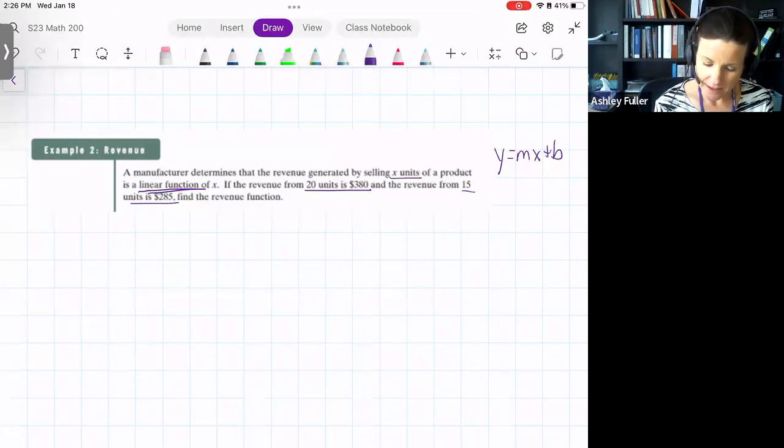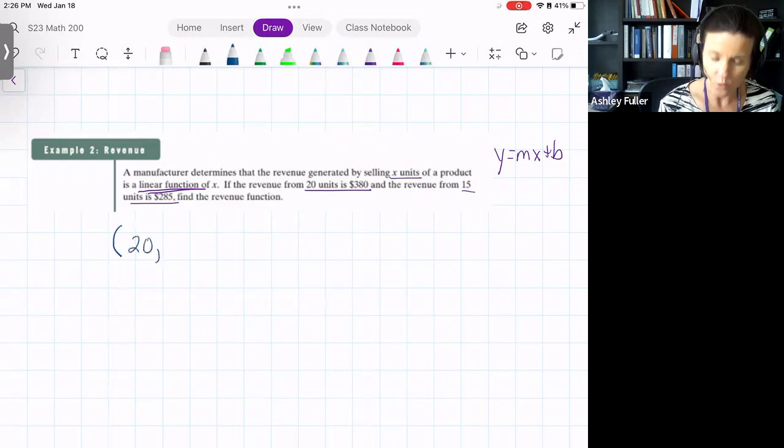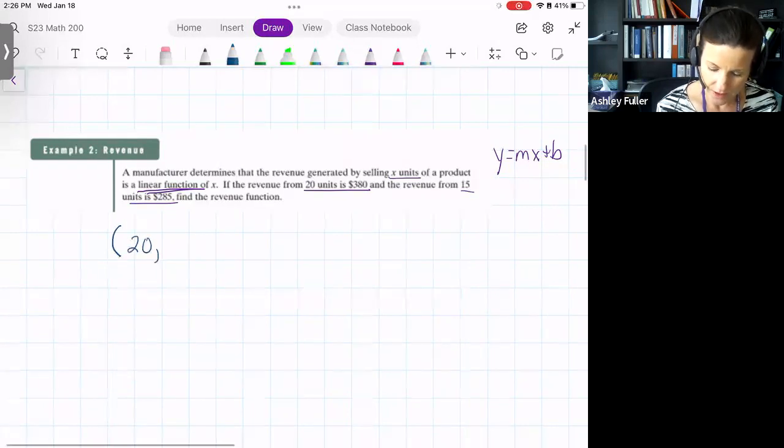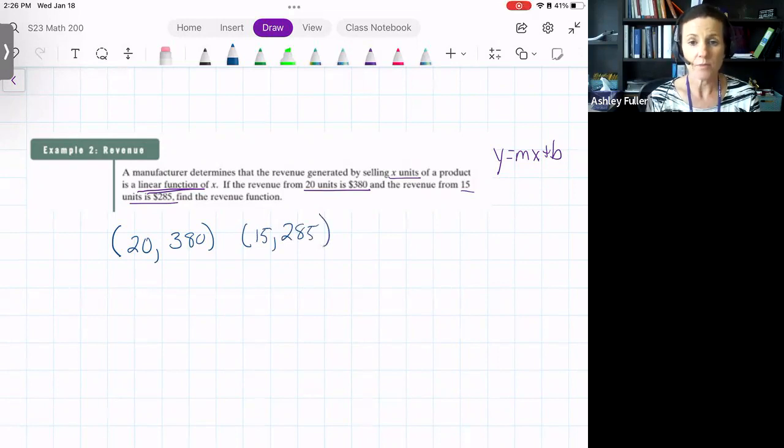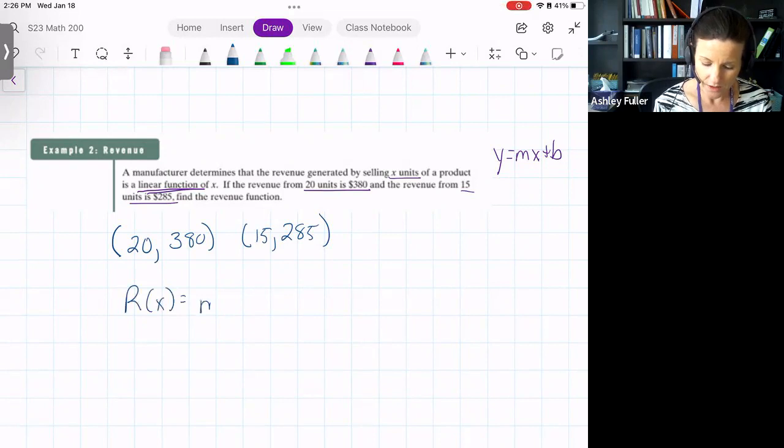Since we know it's linear, these values can be represented by ordered pairs. 20 units results in a revenue of $380, and 15 units results in a revenue of $285. And remember, since it's linear, that revenue function is going to be some mx plus b, and we can use our steps for finding the equation of a line.